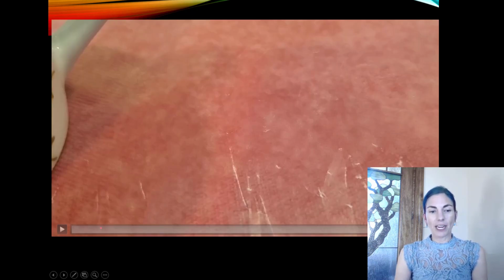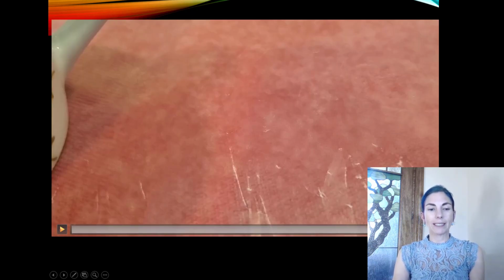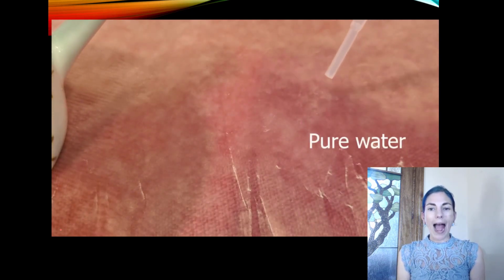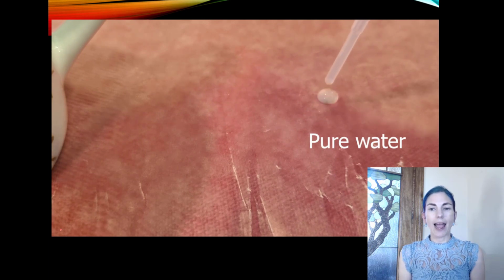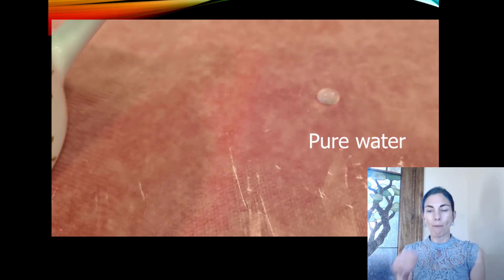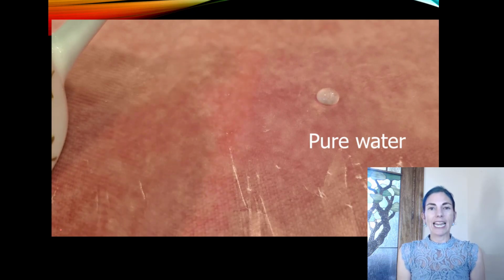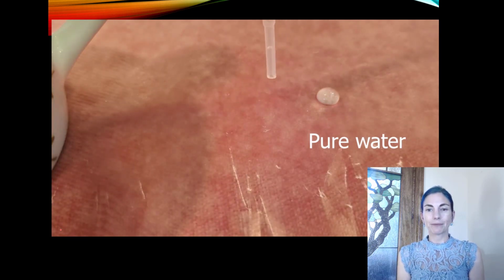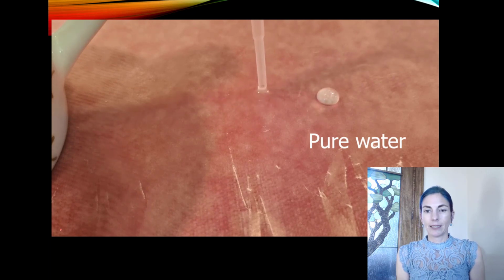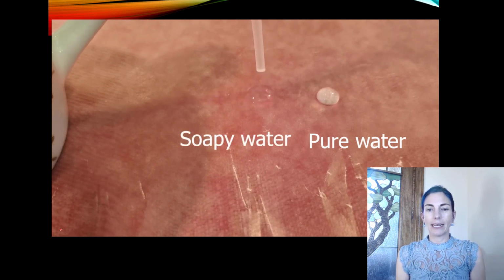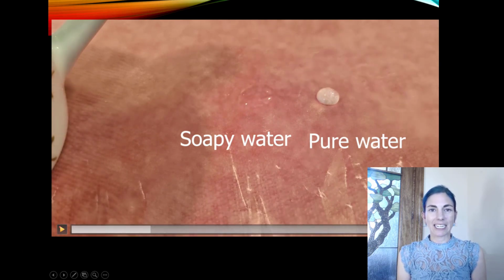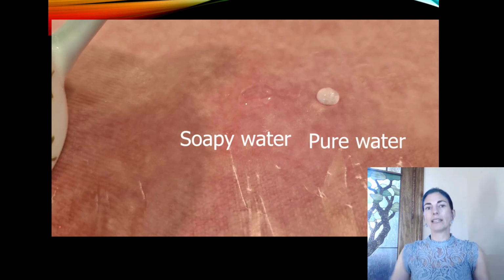I have a couple of videos here that will show this. In this case, I am dropping pure water on wax, and what I'd like you to note is the size of the water drop and how well it comes up off of the wax paper. And now I'm going to take soapy water and make the same size drop right next to the water droplet. And you'll notice that it is not sticking together, that the soapy water just runs everywhere.